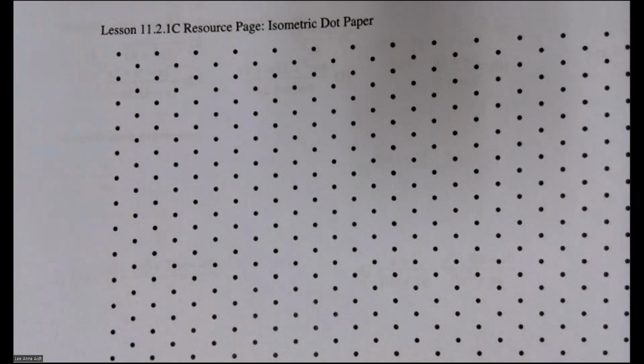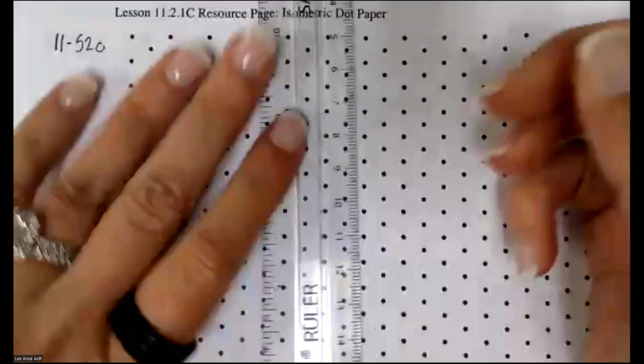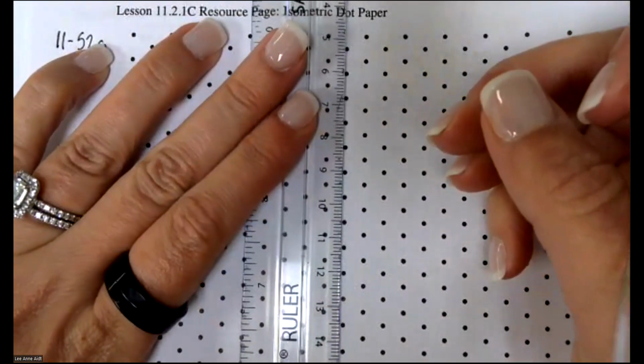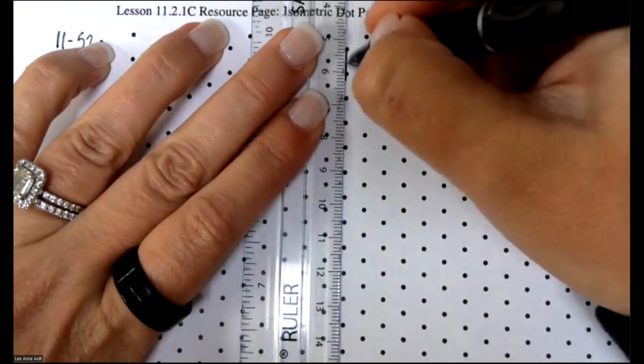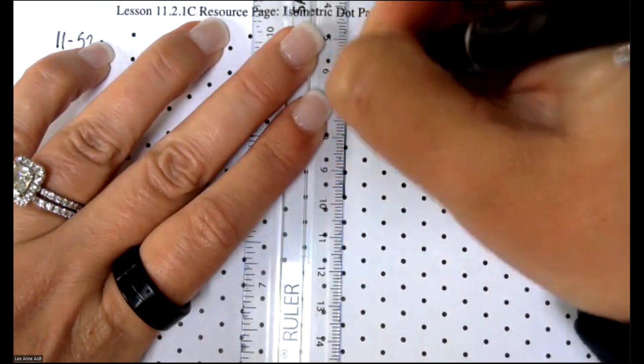So this is when you want your straight edge. Over here, put 11-52 C. Okay, and what we're going to do is we're going to go kind of in the middle here. We're going to start with the Z axis.